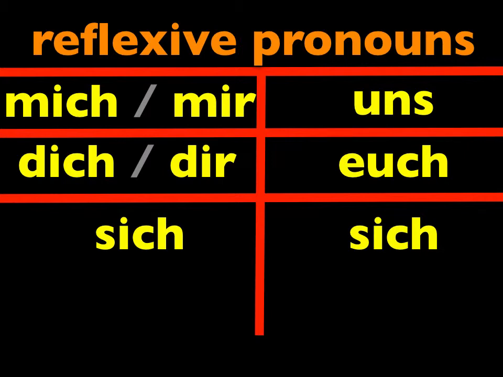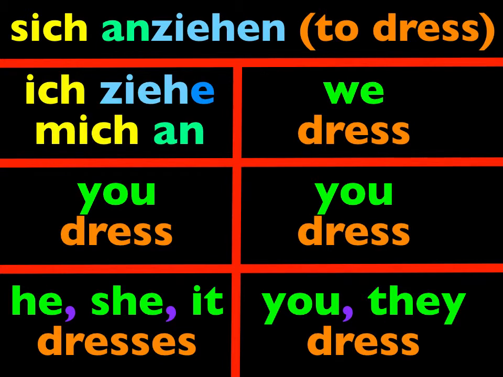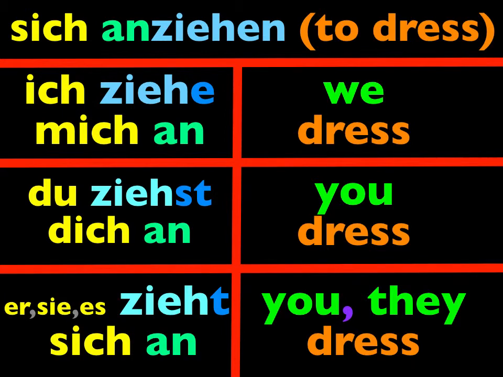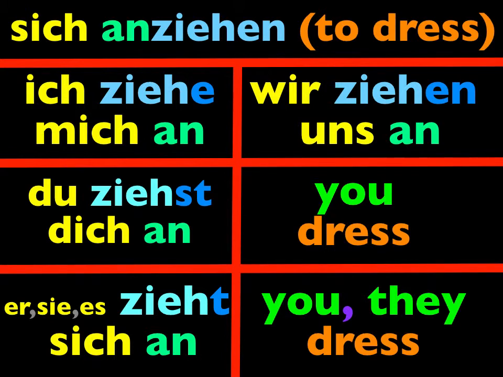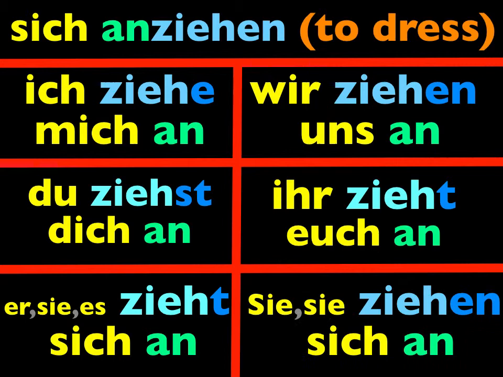So let's take a look at a reflexive verb, the way to say to get dressed. The verb is sich anziehen, to dress or to get dressed. Repeat after me how to say I get dressed, you get dressed, etc. Ich ziehe mich an. Du ziehst dich an. Er zieht sich an. Wir ziehen uns an. Ihr zieht euch an. Sie ziehen sich an.